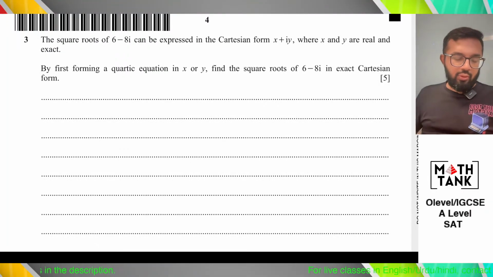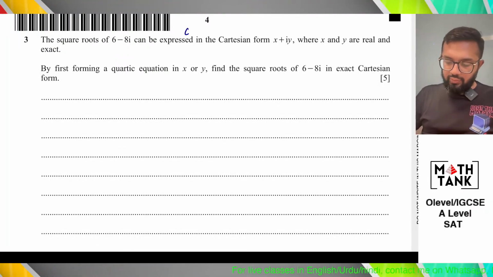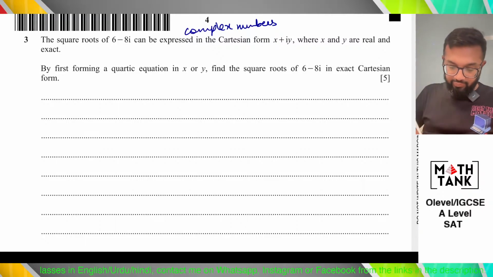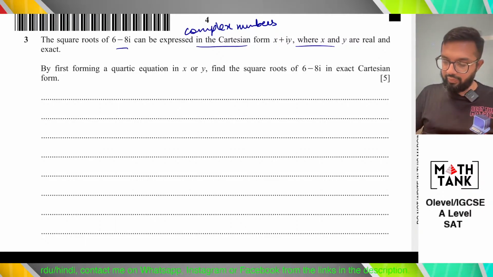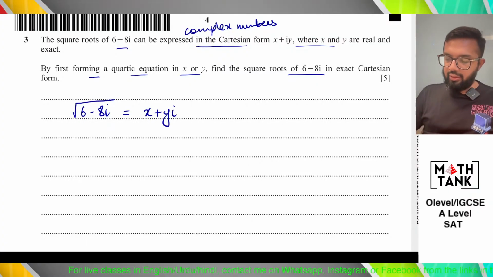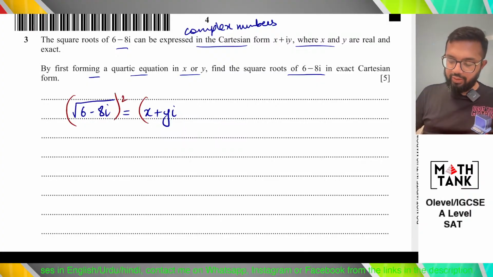Then the third question is from complex numbers. The square roots of 6 minus 8i can be expressed in the Cartesian form x plus yi, where x and y are real and exact. By first forming a quadratic equation in x or y, find the square roots of 6 minus 8i. I'm going to square both sides. That creates the quadratic that the question is talking about.